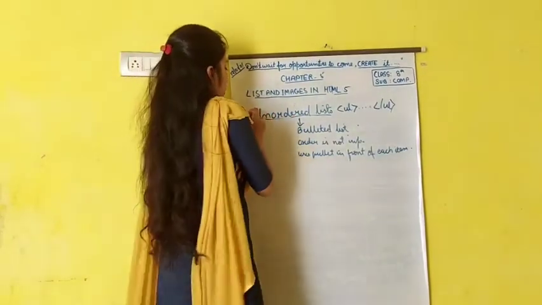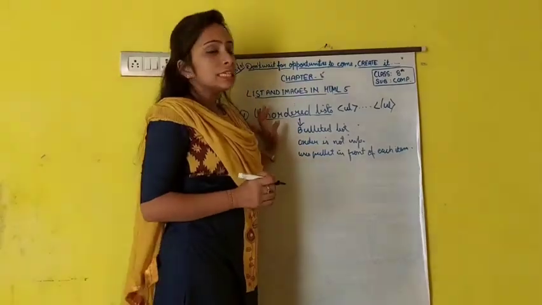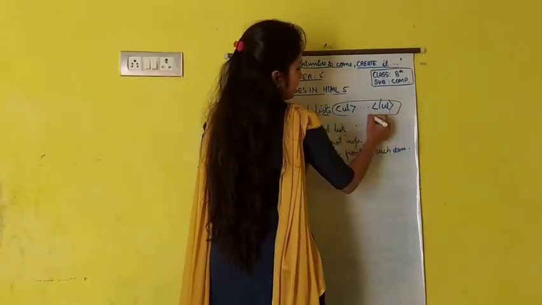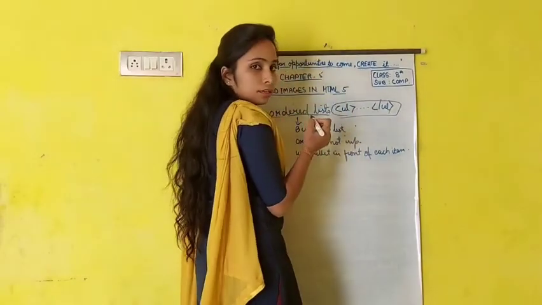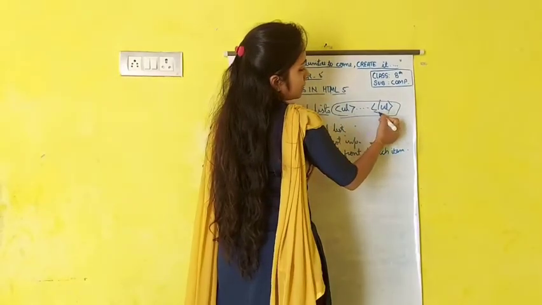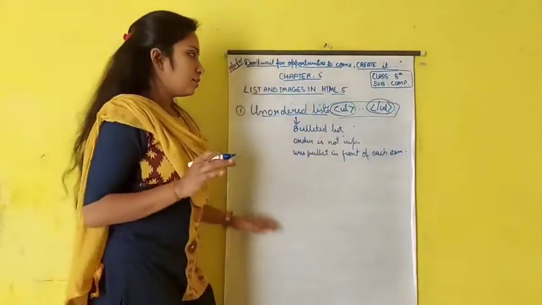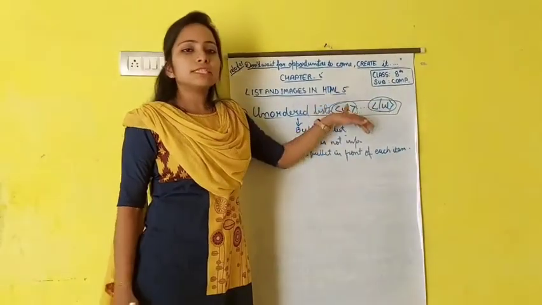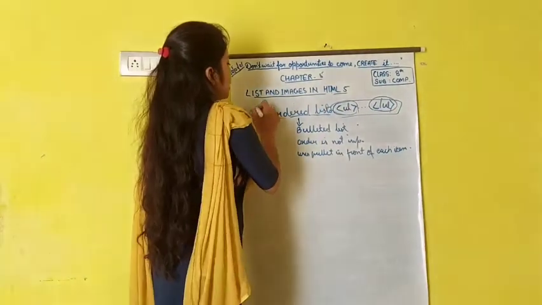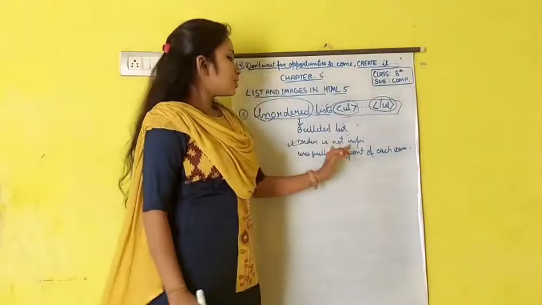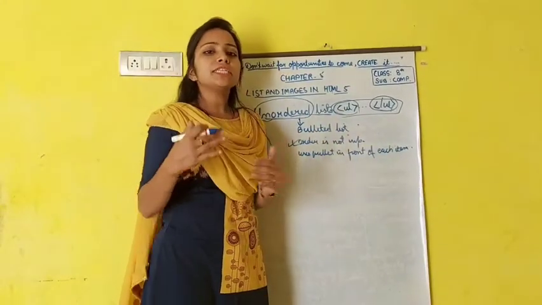First is the unordered list. The syntax for this is UL and /UL. This is the starting and this is the ending. Clear? In this format only an unordered list is created. Now, the name itself is telling that order is not important here. Means we can write it in any order.